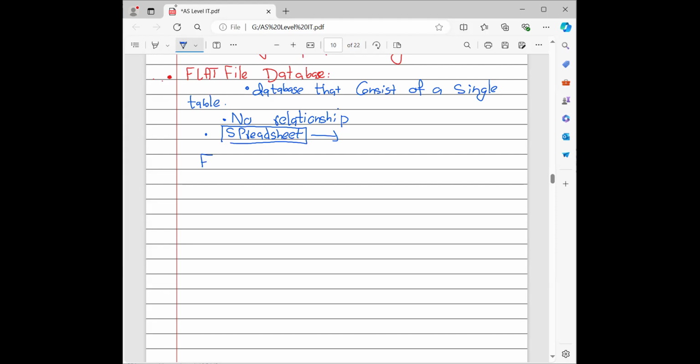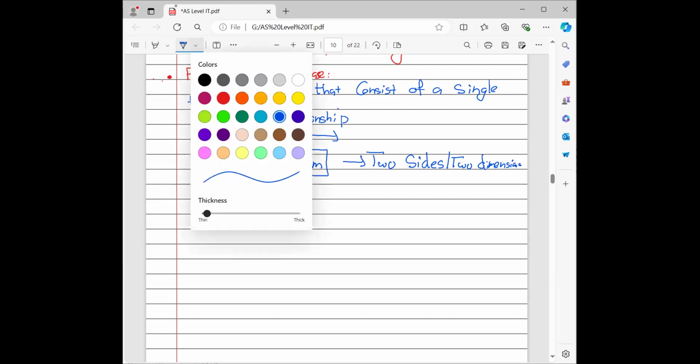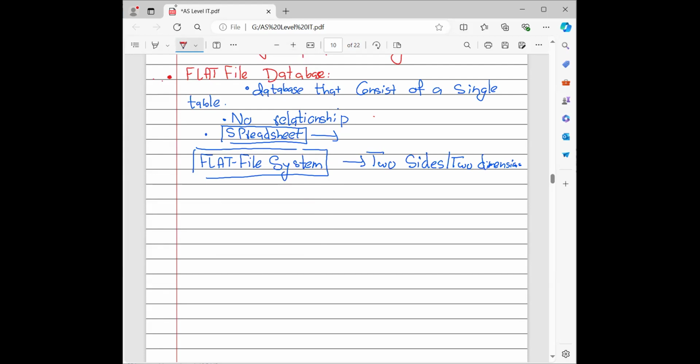It is also called a flat file system because a flat file basically has only the front and the back. Only front and back means only two sides or two dimensions, and only two sides and two dimensions means that a flat file system has only two objects, and those two objects are fields and records. So this is why it is known as a flat file system.